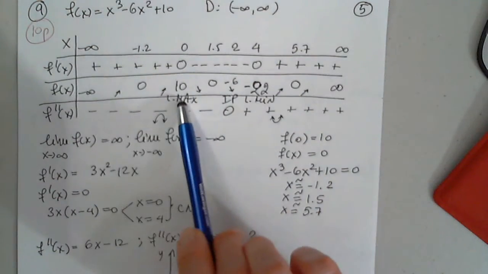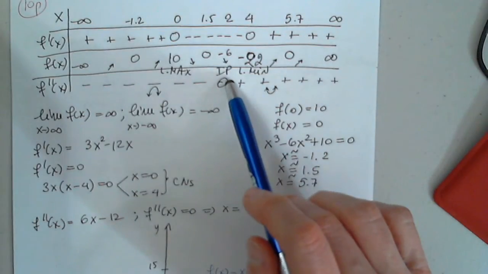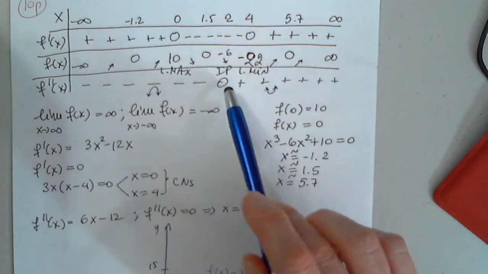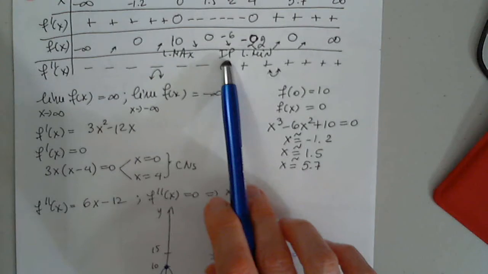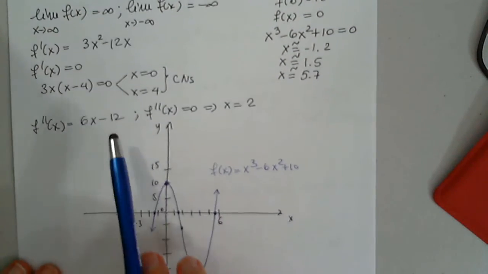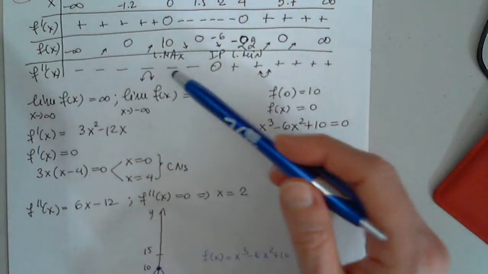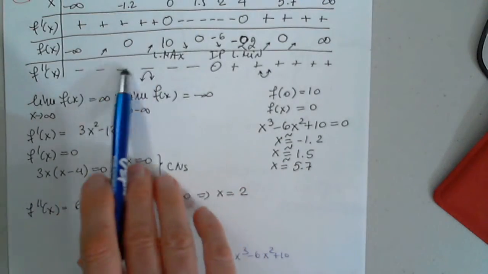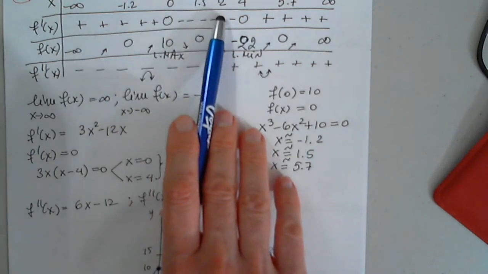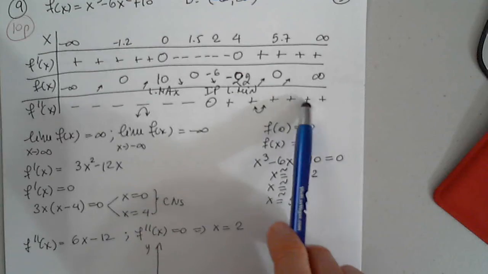So these are local max and local min. And now the second derivative, 2 comma 0, 2 comma negative 6. When the second derivative is 0, this is the IP, the inflection point. You study the sign of this expression. To the left of 2 it's negative, to the right it's positive. So it's concave down between negative infinity and 2, and concave up between 2 and infinity.